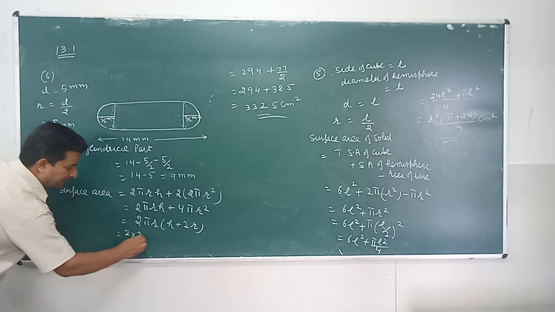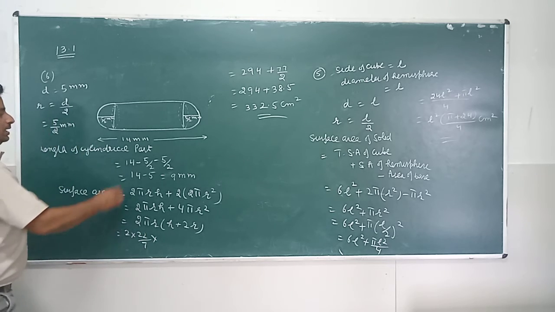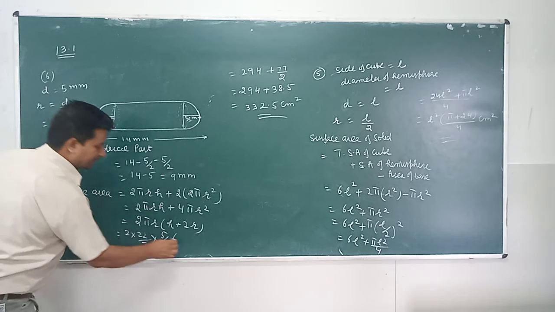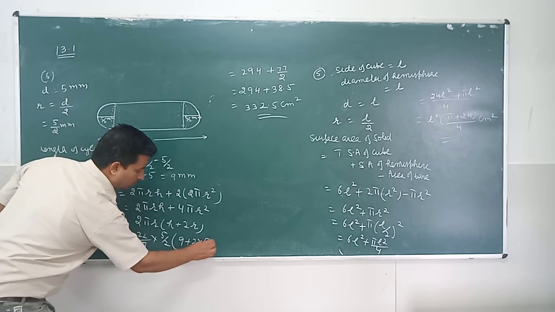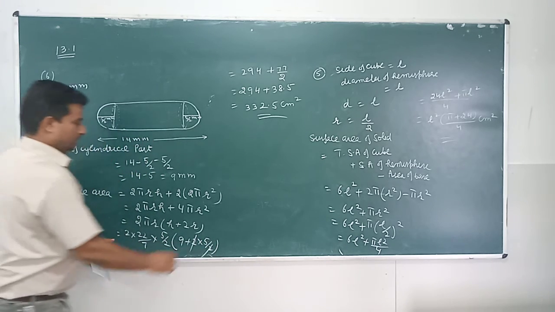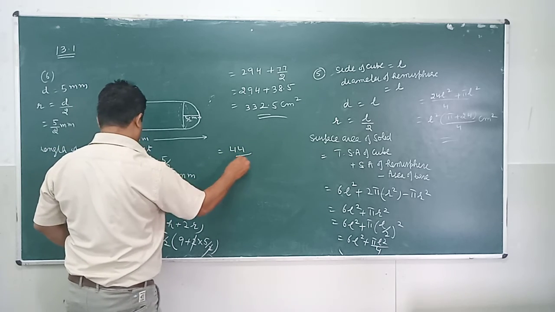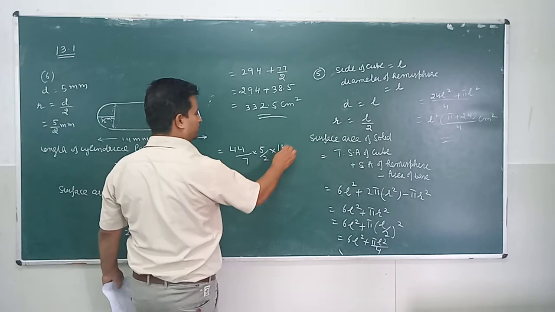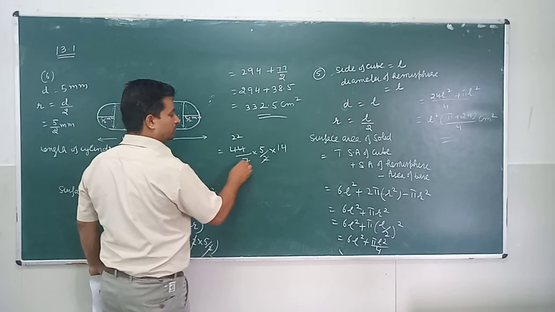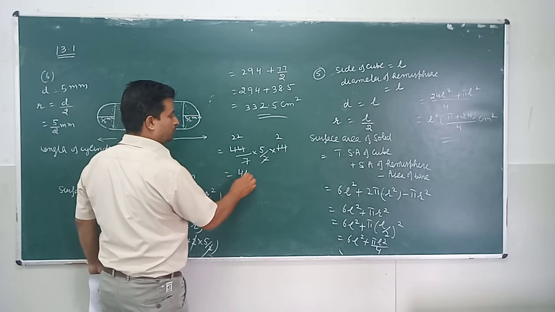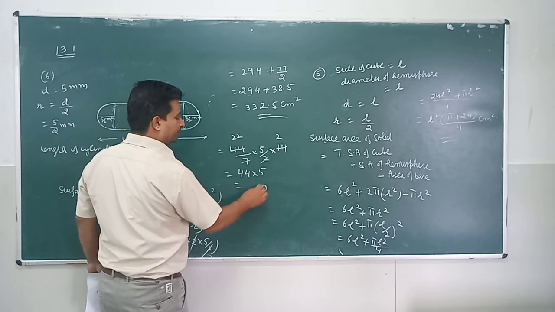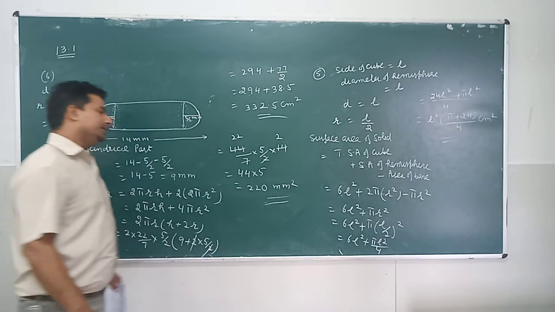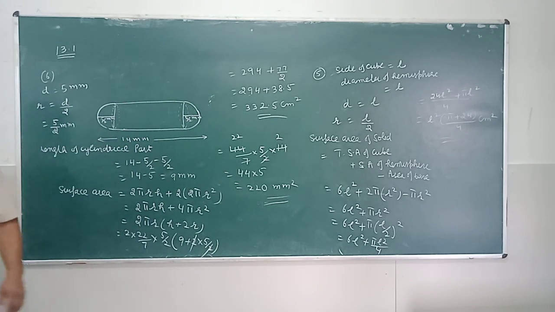So 2 pi is 44 by 7, r is the radius 5/2, and h of the cylinder is 9, plus 2 into 5/2. This cancels out, so this becomes 44 by 7 into 5/2 into (9 plus 5), which is 14. This is 22, this is 7, 2. So this is 44 into 5, 5 fours are 20, this is 22. So 220 mm square is the area of this capsule.